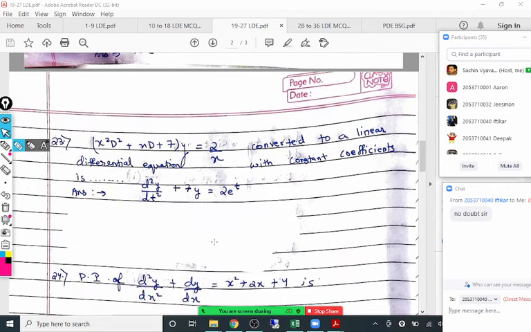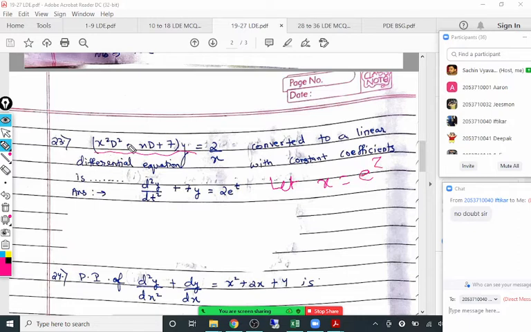Then here, x square D square + xD + 7, acting on y, is equal to something. We convert this to a linear equation with constant coefficients. Now the answer is written in the variable t, while generally we write our answer in z form. So we just have to convert it to constant coefficients. To do this question, first of all we use a substitution. Generally we say x is e raised to z. But if your answer is given in t form in MCQs, then you have to consider z as t at the end. So generally we use this substitution, x = e raised to z.